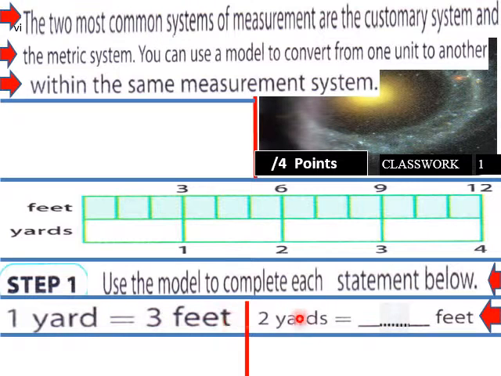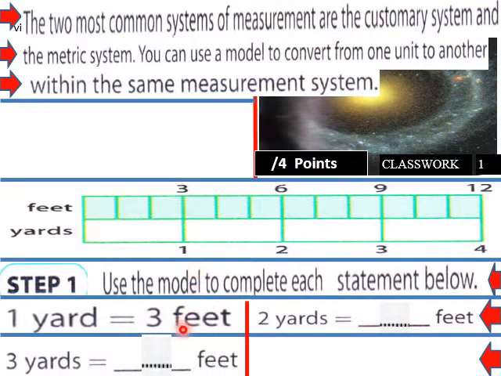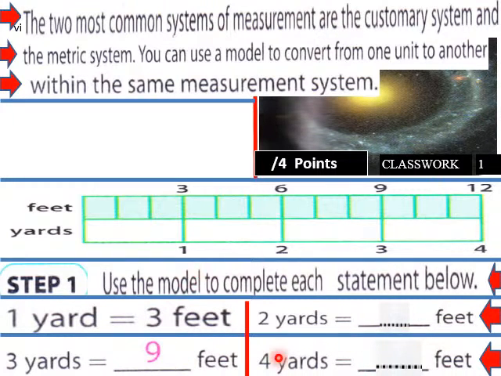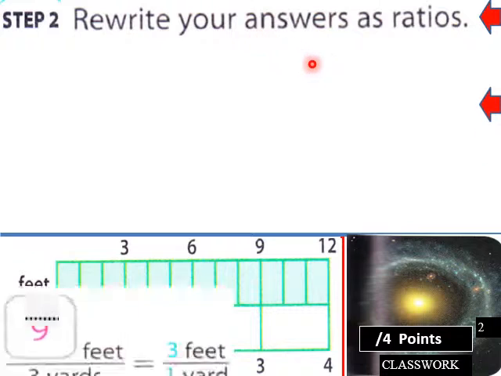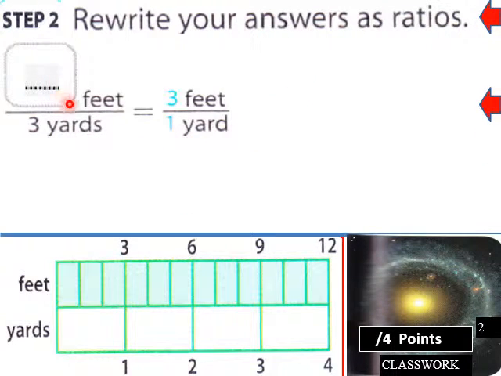1 yard equals 3 feet. 2 yards equals how many feet? 3 yards equals how many feet? 4 yards equals how many feet? 3 yards is 9 feet, 2 yards is 6 feet, and 4 yards would be 12 feet. This area model shows that relationship. Step 2: rewrite your answers as ratios. Blank feet over 3 yards equals 3 feet over 1 yard.